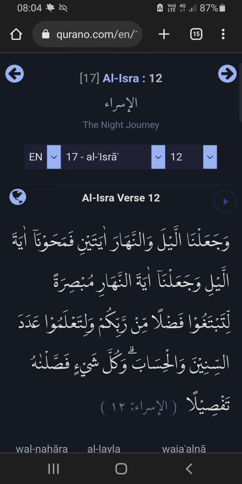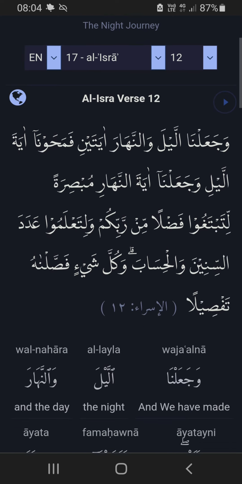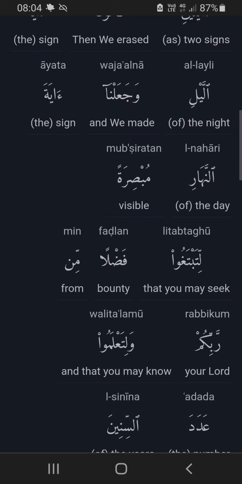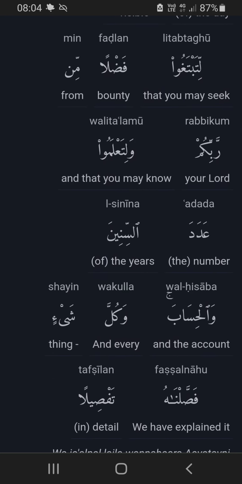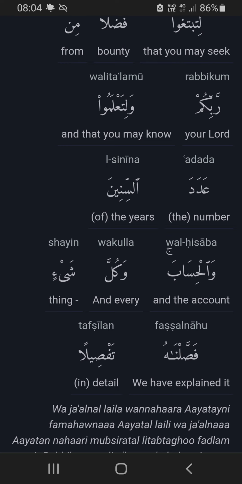And in Surah Al-Isra, verse 12, Surah 17, verse 12, you have here again that you may know the number of years and the hisab, the counting. This is all about the counting of time. But more importantly in this one, and everything we have explained in detail.